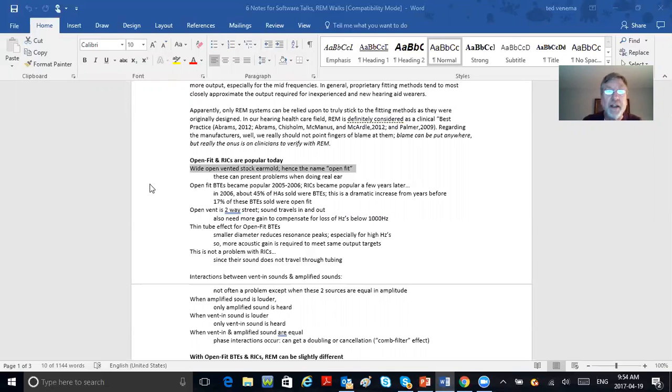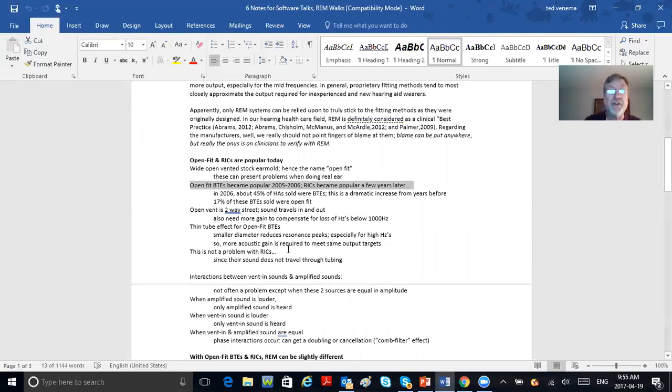Open fit hearing aids became hugely popular around 2005 to 2006. It's good to know this. That's how long they've been around, a little over 10 years. I remember well when they came out. The first one I ever saw was out of Resound. It was called the Resound Avance, A-V-A-N-C-E, long gone by today's standards. But it was the first really small BTE, a little tiny guy with a thin tube, not a RIC.